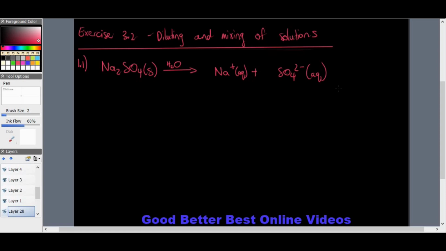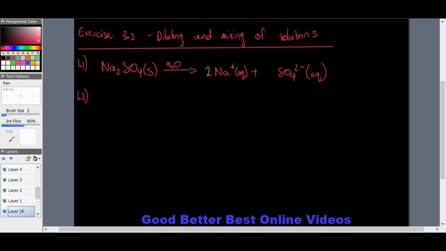Now we need to balance it. We see we have 2 sodiums on this side, and here we only have 1. So I'm going to use another color and pop it in there. So I've got 2 Na plus and SO4 2 minus in aqueous solution. My equation is balanced. That's showing dissolution.